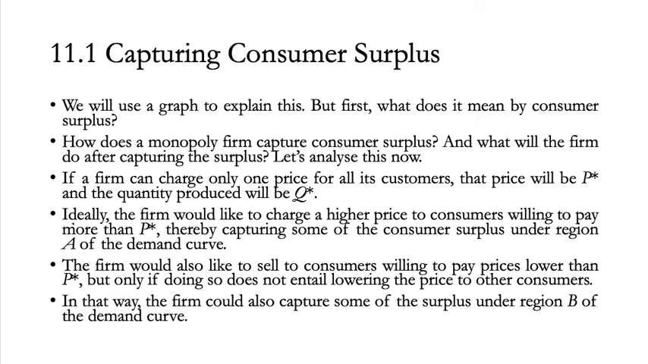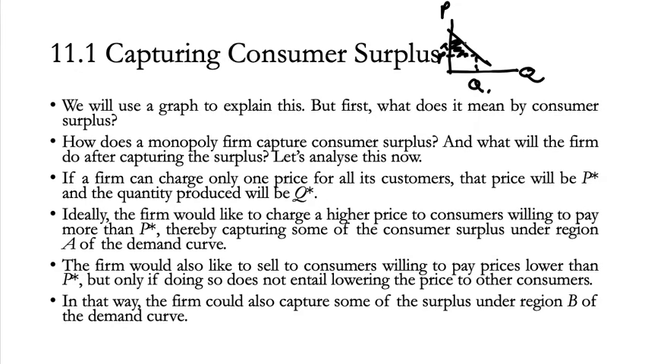Now, we will use a graph to explain this, but what does it mean by consumer surplus? If you recall back the study in intermediate micro one, if I draw the demand curve, price here, on the horizontal it's quantity, then we know the demand curve is downsloping like this. Let's say market price is here, P star, and quantity in the market is this. So consumer surplus is this triangle, isn't it?